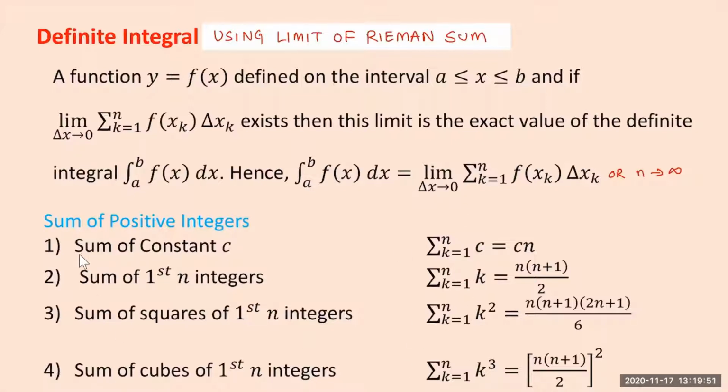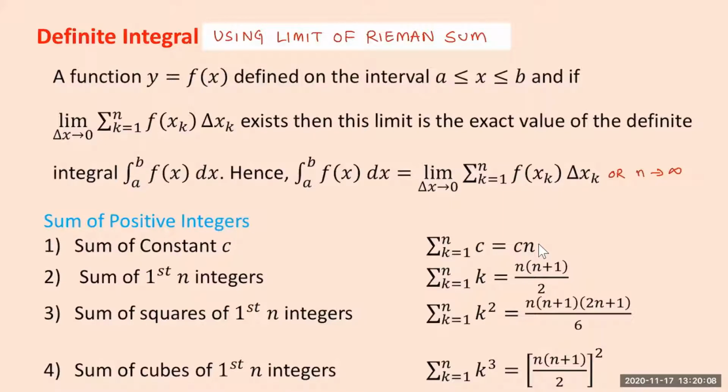The first one is the sum of a constant. If you want to add the constant 5 plus 5 plus 5 plus 5 plus 5, 7 times, how much will it be? It will be 5 times 7, 35. So the sum of a constant from 1 up to n will be n times c.